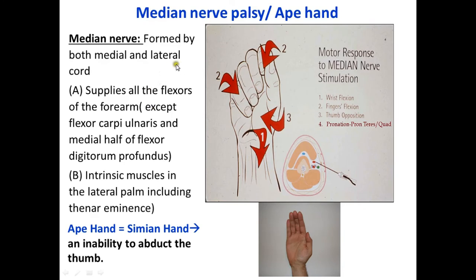Now the median nerve, formed by the medial and lateral cord, we know very well, supplies all the flexors of the forearm. Now in this figure we can see the Simian or Ape hand, inability to abduct the thumb. Over here you can see the motor response of the median nerve, when we give the stimulation, the wrist flexion, finger flexion and thumb opposition may occur. But when it becomes damaged, then the Ape hand or Simian hand occurs. It is not able to flex, all these responses over here.